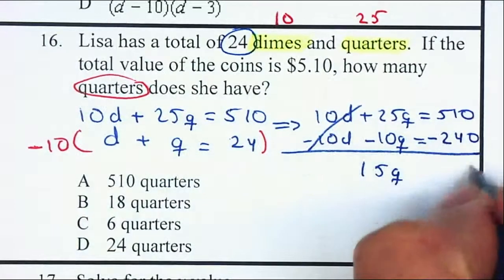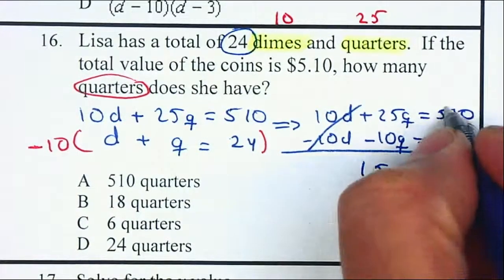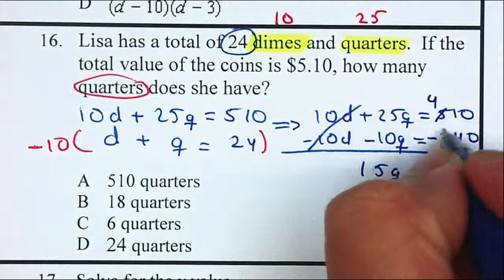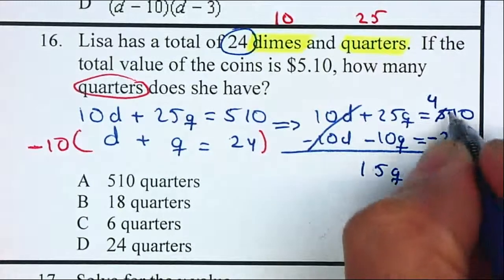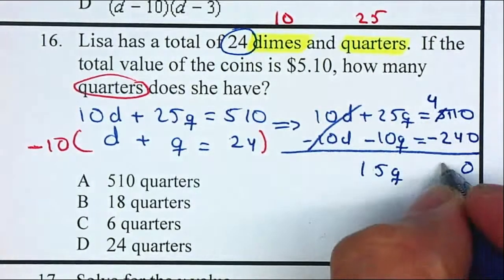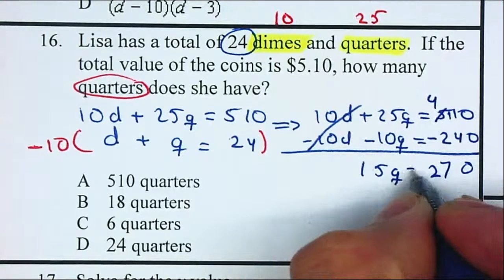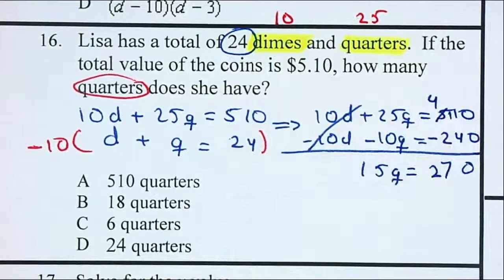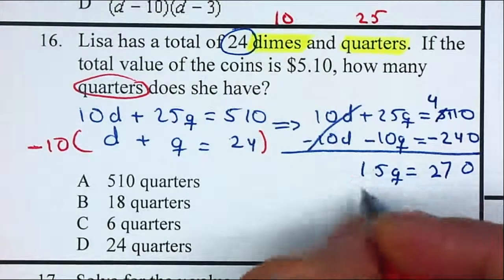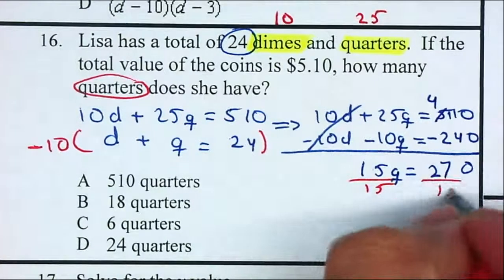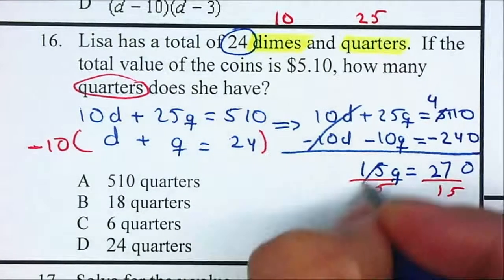So the 0, that's 0. 1 minus 4, you can't. I'm going to borrow 1 from the 5. That becomes a 4, and that becomes an 11. 11 minus 4 is a 7. And 4 minus 2 is 2. Keep the sign of the bigger number, which is the positive 510. Now I'm going to divide by 15 on both sides to leave the Q by itself.